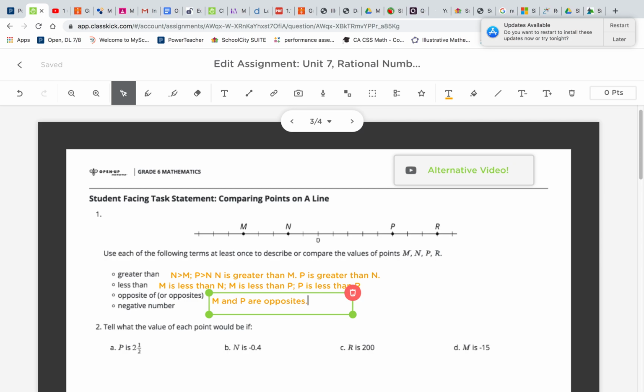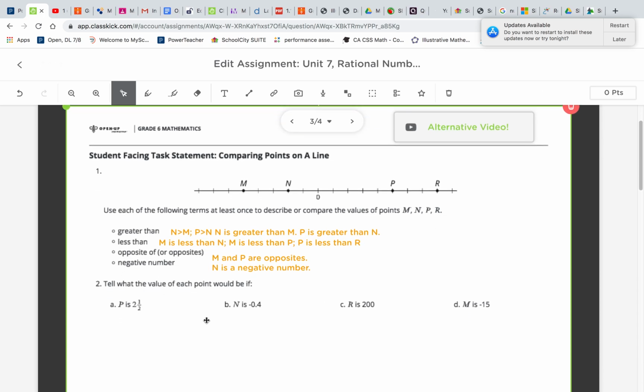All right, and then for the negative number, we've kind of already mentioned this before, right? N is a negative number. So is M. Okay, but these are not because these are to the right of 0.